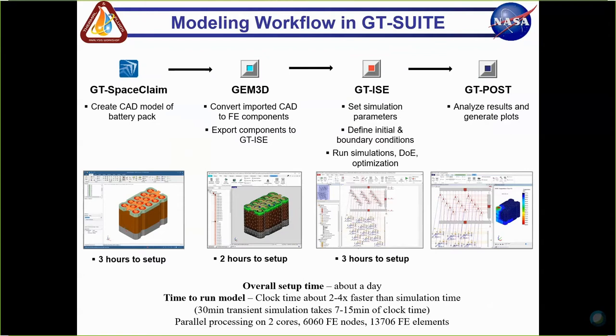And then once that's done, you can export this 3D model into our primary model building interface called GTEs. This is where you can define parameters that allow you to explore the design space. You can define boundary conditions, initial conditions, and so on. This is also the interface where you ultimately run the model from, and it allows you to easily do optimization and DOE.